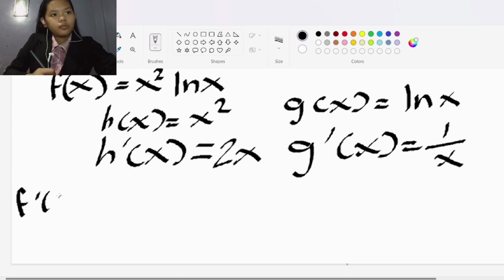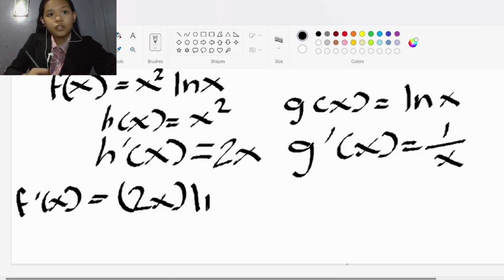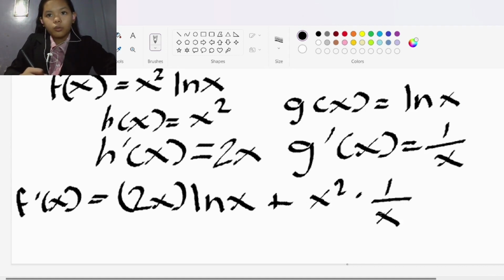F prime of x equals 2x multiplied by the natural log of x plus x squared multiplied by 1 over x.